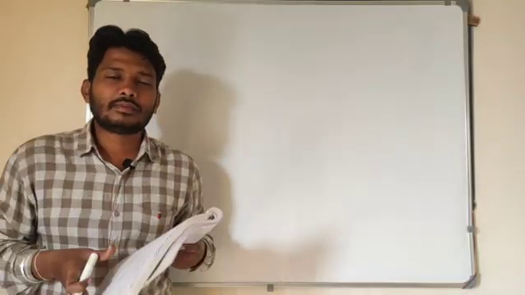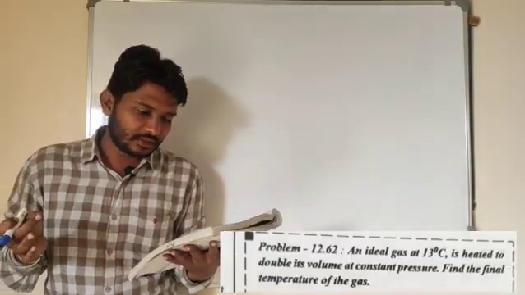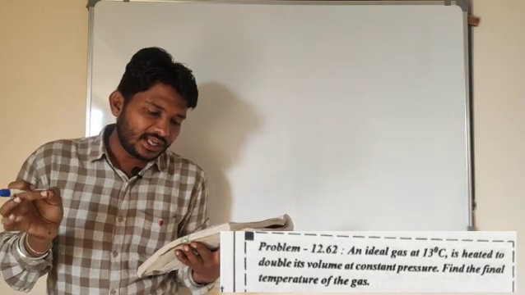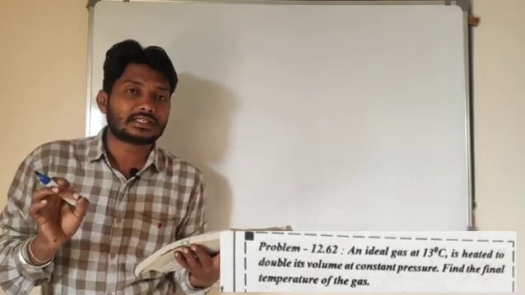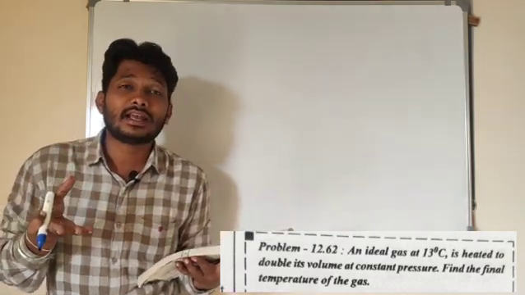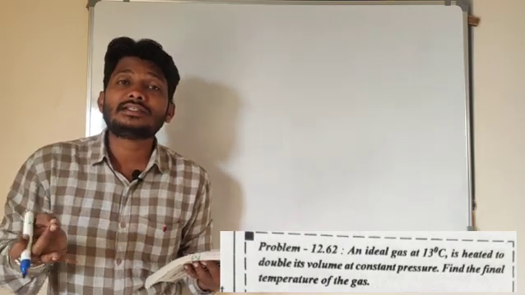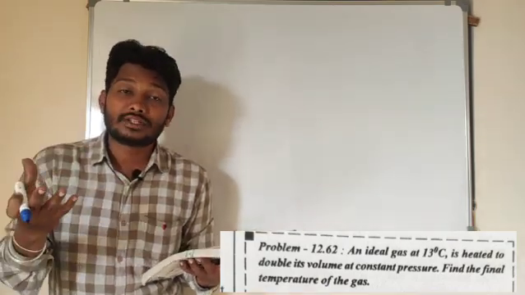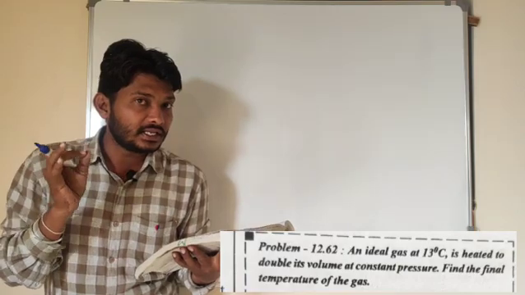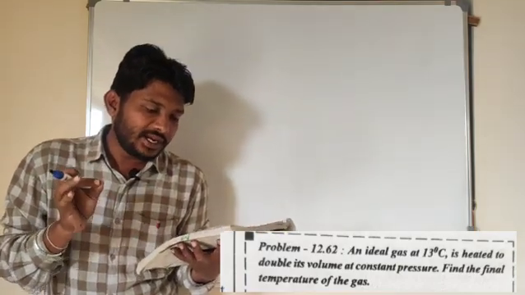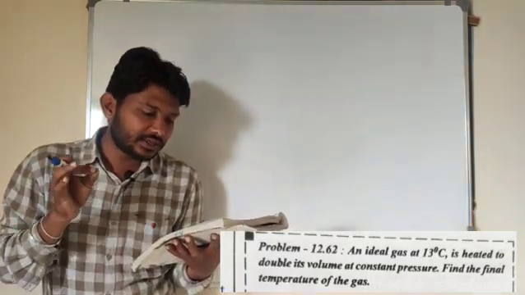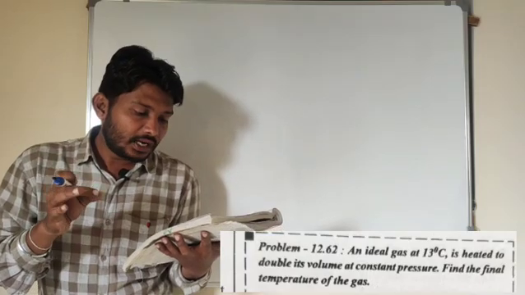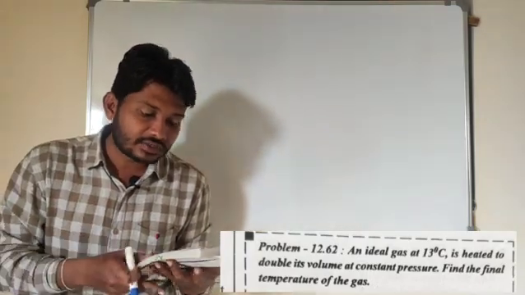Okay, so we'll solve some numericals on this Charles law. Look at here, an ideal gas at 13 degrees Celsius. Ideal gas is there. What do you mean by ideal gas? The gas which obeys Boyle's law at all temperature and pressure we can consider as ideal gas. Here an ideal gas at 13 degrees Celsius is heated to double its volume at constant pressure.